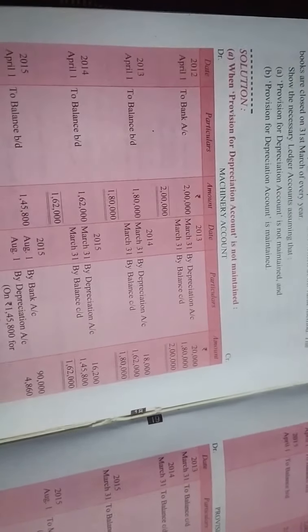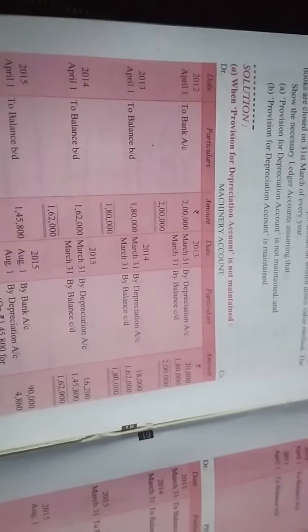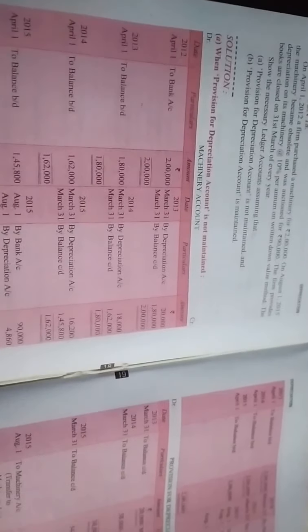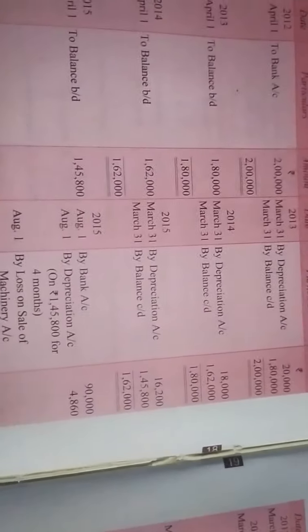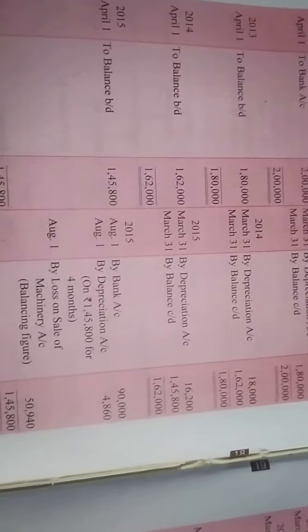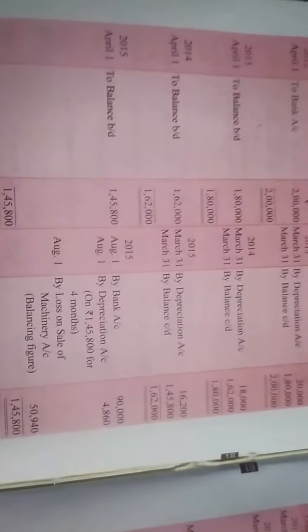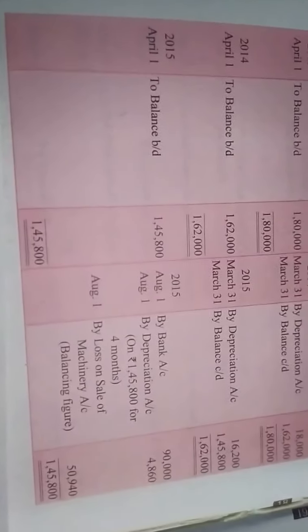The same balance carried down will be brought down on the opposite side on April 1st, the very first day of the next month. Now on the credit side the posting will be done by the same names in the particular column, and the amount of depreciation we have already calculated is 16,200. Subtract: 1,62,000 minus 16,200, we will get 1,45,800. Now the same balance carried down will be brought down on the very first day of the next month on the debit side, that is the opposite side.